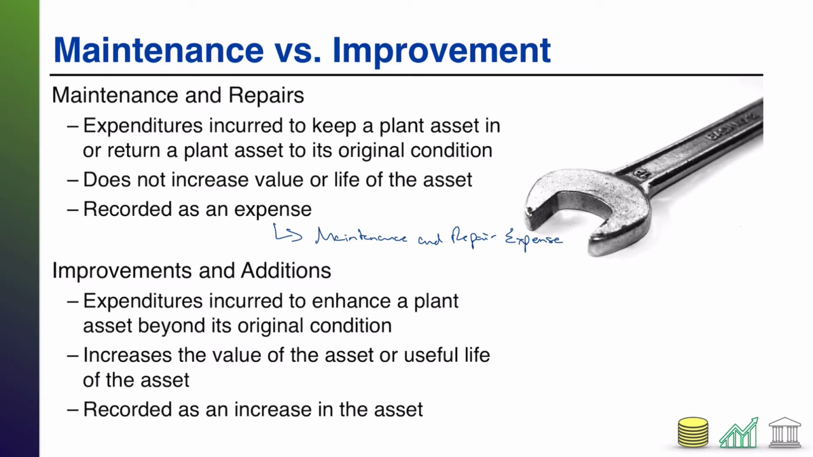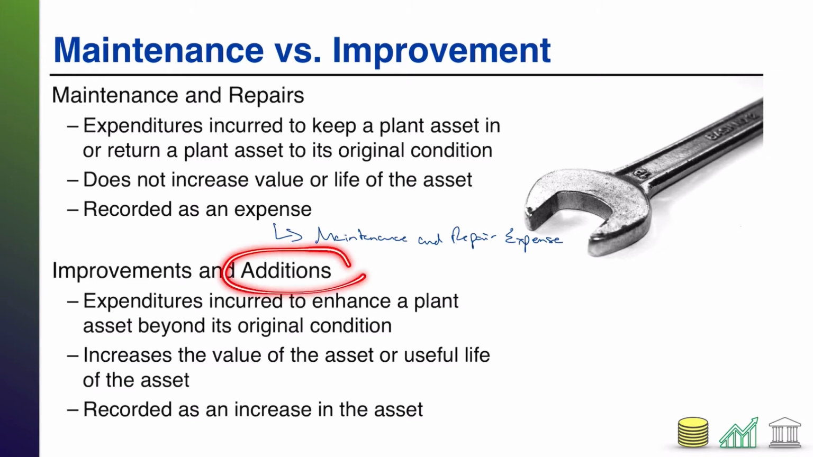All right, as opposed to what? Well, as opposed to improvements and additions. So improvements and additions, as the words may imply, are expenditures incurred to enhance a plant asset beyond its original condition. So what does this mean? Well, let's say you have a piece of equipment that involves a conveyor belt that's part of your production line. And let's say you add a second conveyor belt. Well, you have now doubled the output of the machine. You've increased its value, right? That's different than simply maintaining the one line that was there or repairing that one line if it breaks down. You've literally added something new, right?